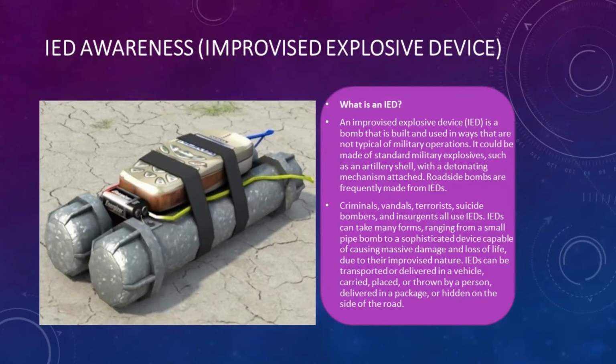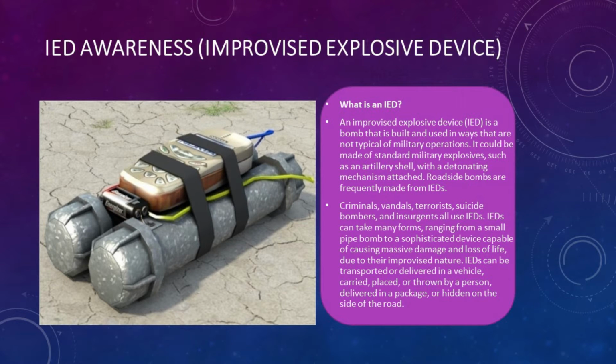What is an IED? An improvised explosive device is a bomb that is built and used in ways that are not typical of military operations. It could be made of standard military explosives such as an artillery shell with a detonating mechanism attached. Roadside bombs are frequently made from IEDs. Criminals, vandals, terrorists, suicide bombers, and insurgents all use IEDs.